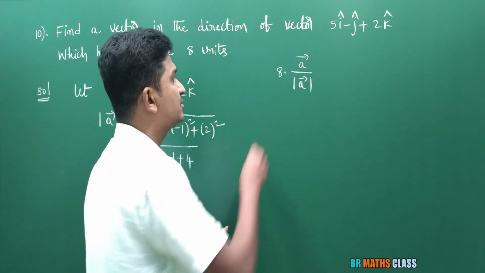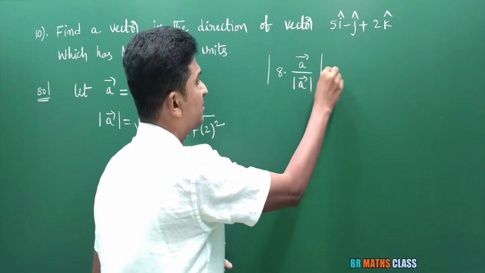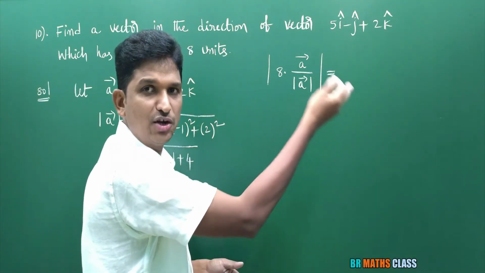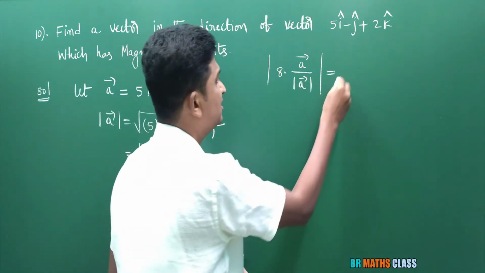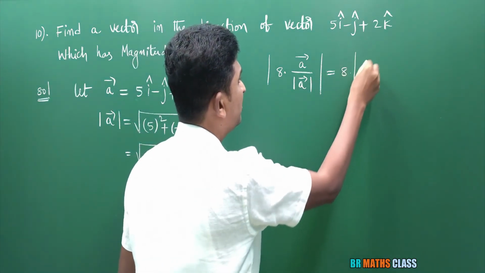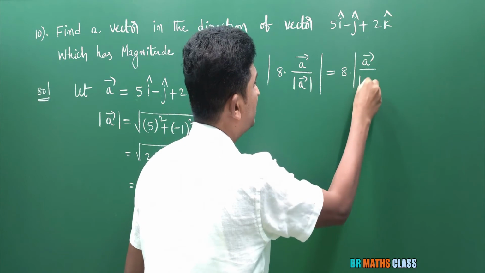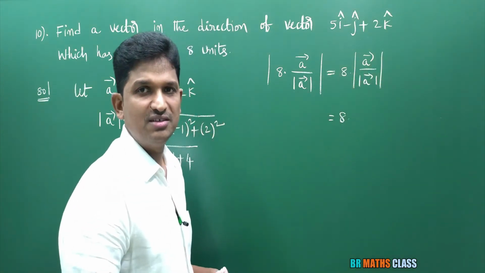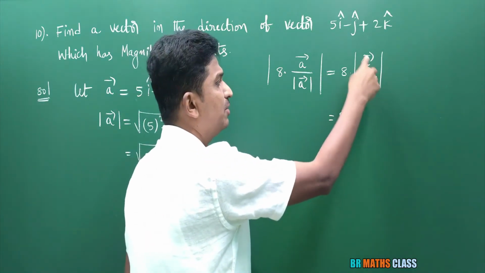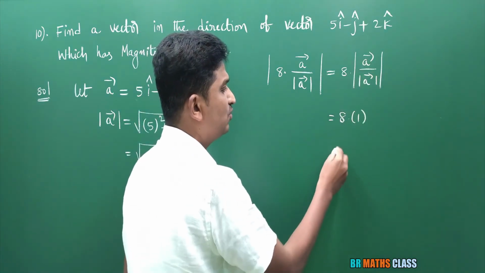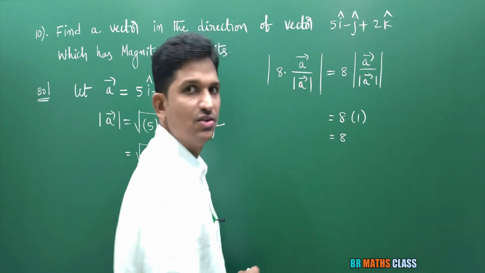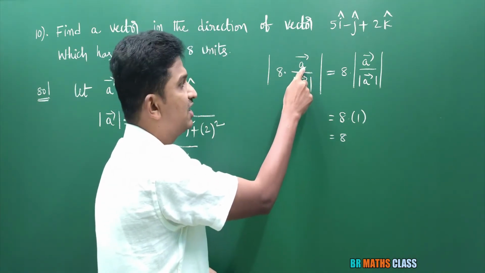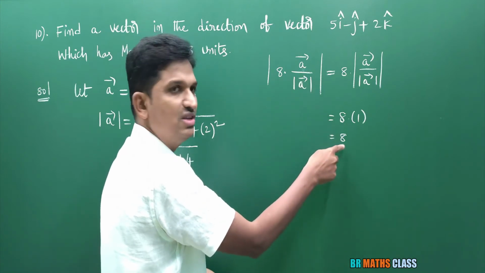When I calculate its magnitude, you know this formula. The magnitude of m a bar is what? m into the magnitude of a bar, when m is positive. So this can be written as 8 into the magnitude of a bar divided by the magnitude of a bar. You know that a bar divided by the magnitude of a bar is a unit vector. So the magnitude of a bar divided by the magnitude of a bar is 1. So you will get 8. So you can observe here, this is a vector along the direction of a bar and whose magnitude is 8 units.